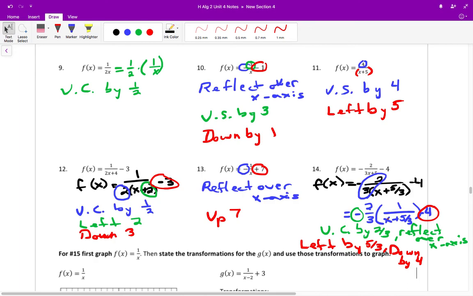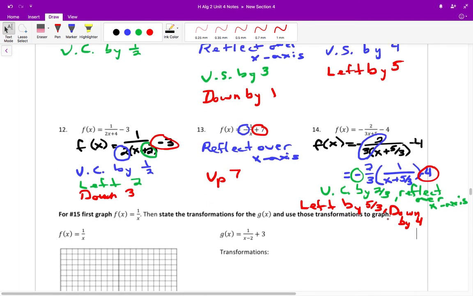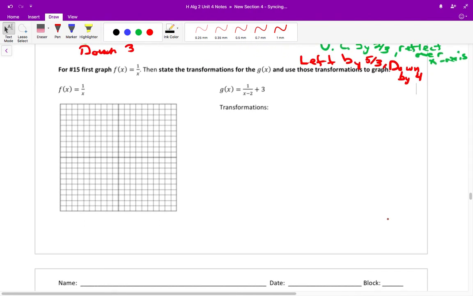All right, so there is most of the notes. We've got one more to go, and we'll call it a day. Number 15. What it wants us to do is first graph f of x equals 1 over x, and then state the transformations for g of x, and use those transformations to graph it.